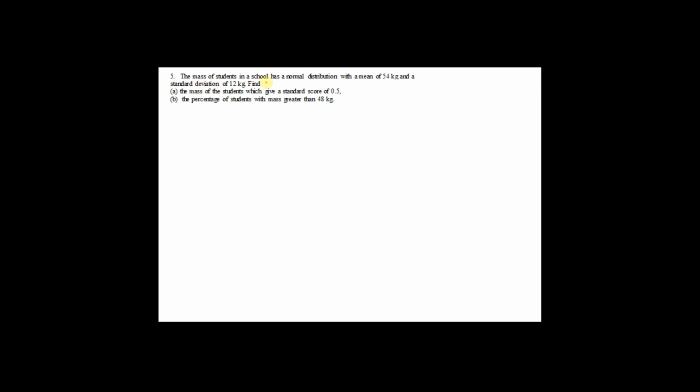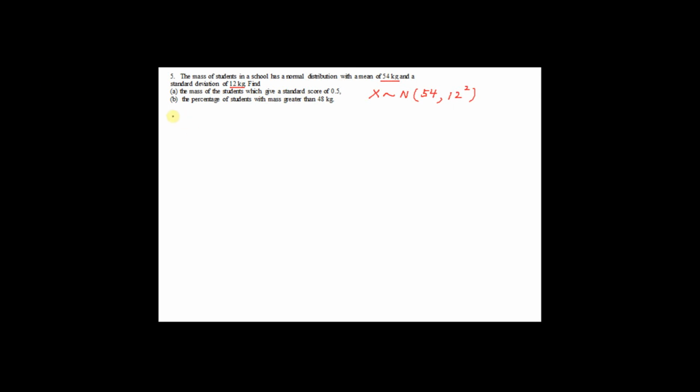The mass of students in the school has normal distribution with mean 54 kg and standard deviation 12 kg. So you have the mass of the student, which is x, is normally distributed. The mean is 54 kg. The standard deviation is 12, so you put 12 squared. Find A, the mass of student which gives a standard score of 0.5.